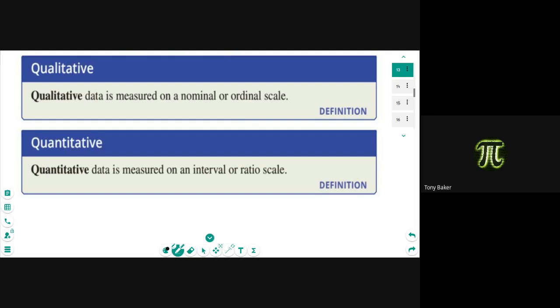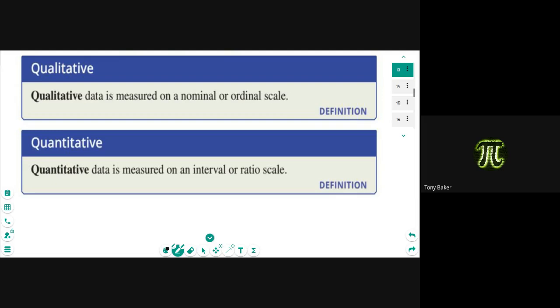Quantitative data are quantities. So these you actually can do some calculations on. Okay, so quantitative data is quantities. So height, weight, time. Those are all quantities. Okay. Does everybody understand the difference between those two?